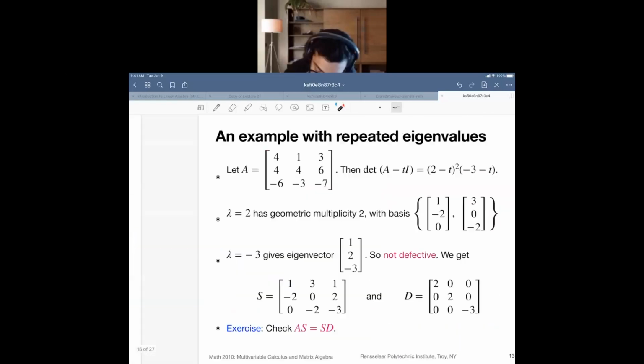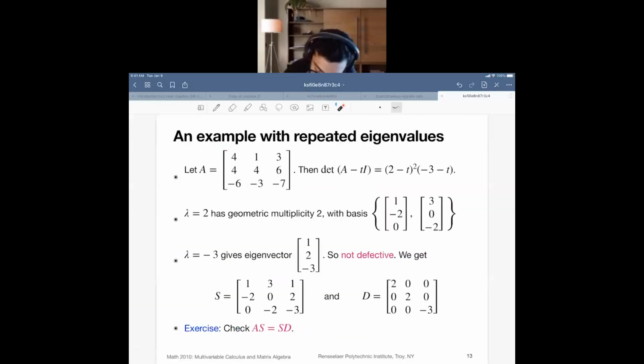Let me move on to repeated eigenvalues. Like I said, if it has repeated eigenvalues, that does not mean that it is not diagonalizable. Let's try to prove that with this particular example. Here you have a 3 by 3 square matrix. We can find the characteristic polynomial for this by doing A minus lambda I. If you do that, you get (2 minus lambda) squared and (minus 3 minus lambda). Essentially, it gives you three eigenvalues. Two of them are repeated.